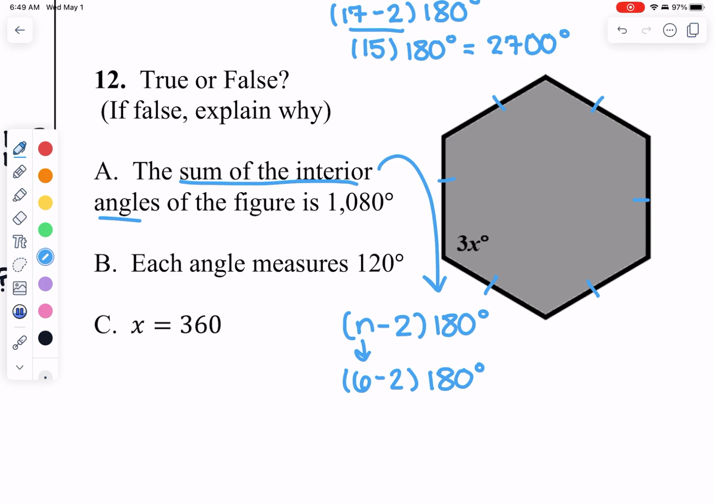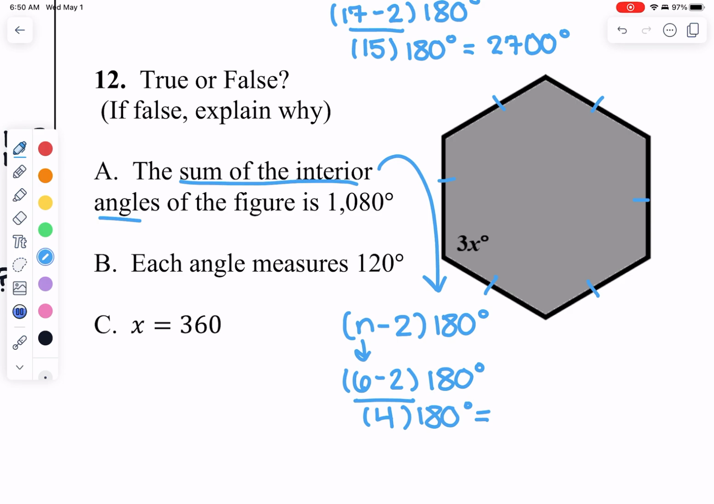Well, I'll do my parentheses first again. 6 minus 2 is 4. Times 180 equals... This could almost go in my calculator brain. I'm going to put in my phone calculator just in case. Because we're at the very end of this video. And I don't think I've made any mistakes so far. Not that I ever make mistakes.